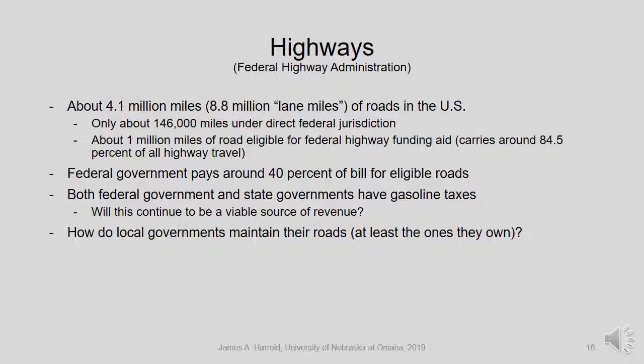And how do local governments maintain their own roads? So that 8.8 million lane miles of road in the United States isn't all highways. Some of it's streets. So how does Omaha fund its pothole repair program every spring? That's a really important question, because Omaha isn't the only city in the United States with potholes. So how do local governments maintain their roads, quite apart from state and federal funding?